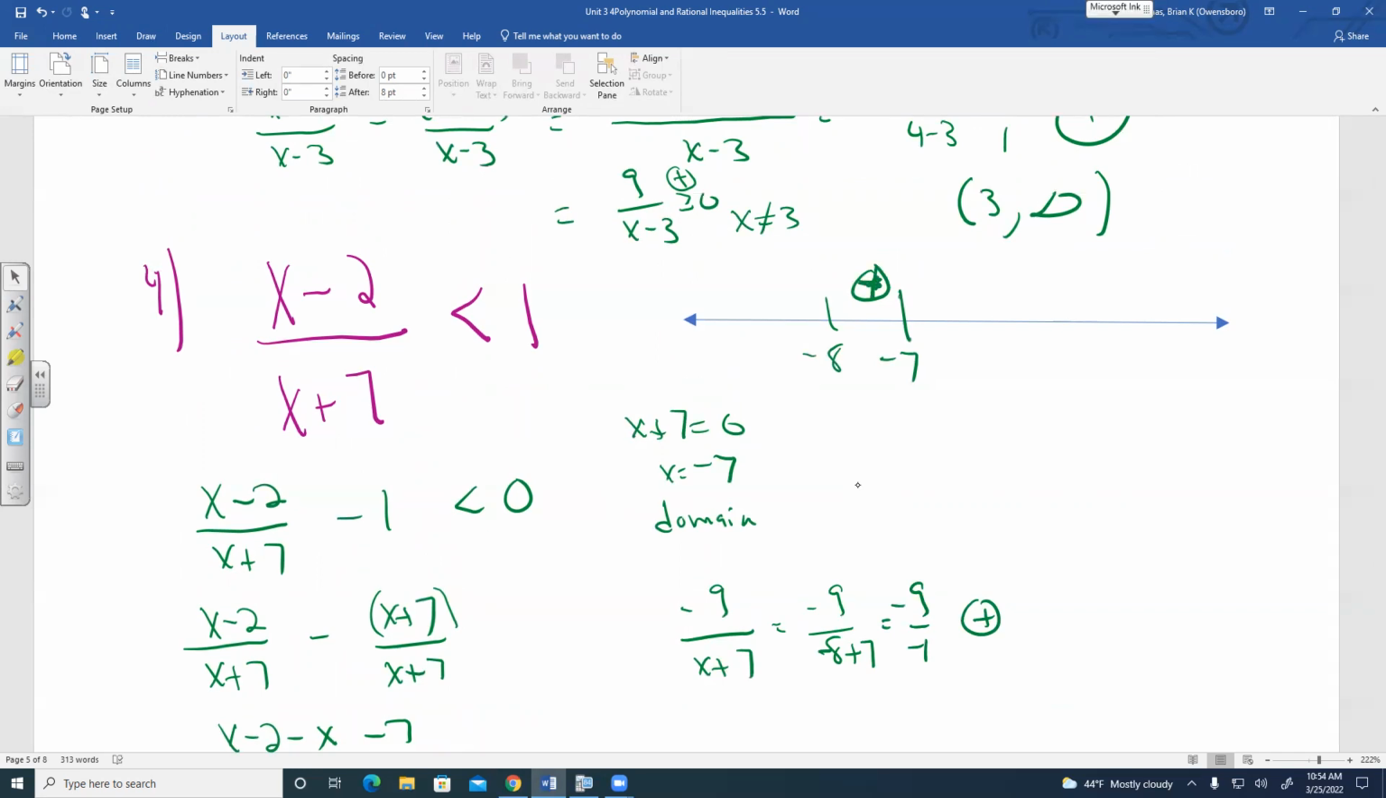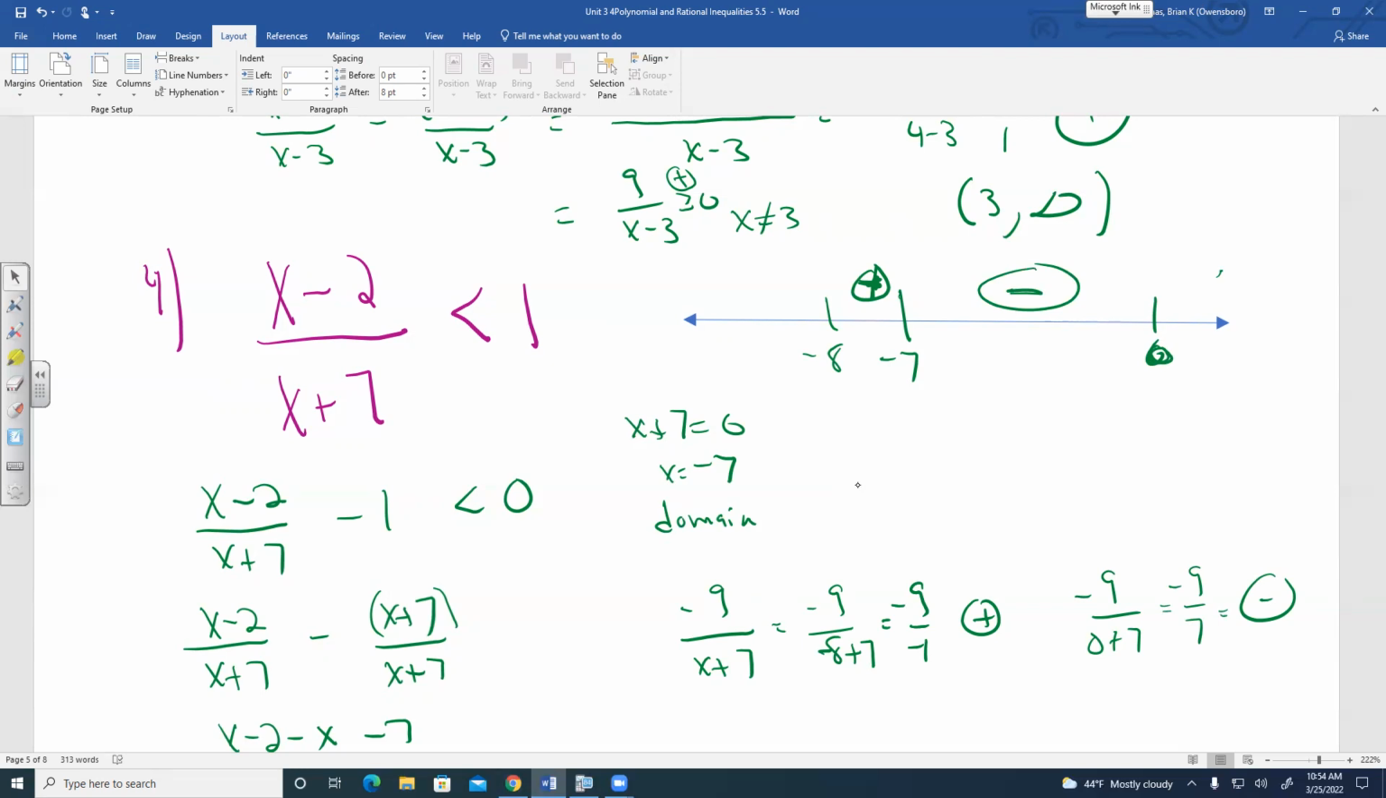If I pick a number right at -7, well, 0 is way over here. So I like to choose 0 when possible. So I have a -9 over 0 plus 7. That's going to give me a -9 over 7, which is going to be a negative answer. So it's going to be negative to the right of -7.